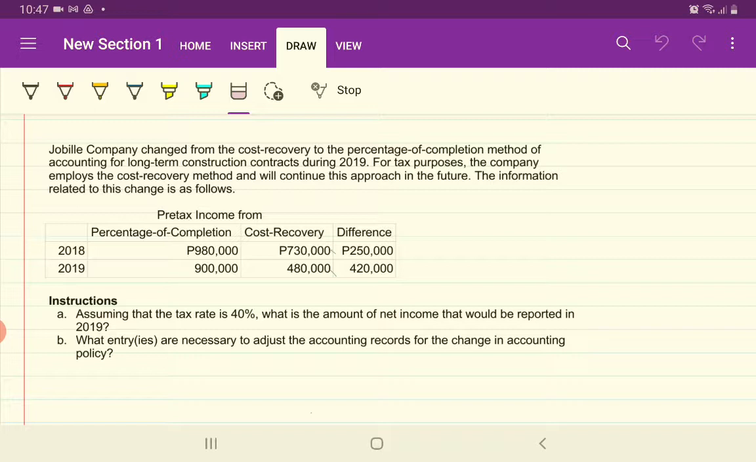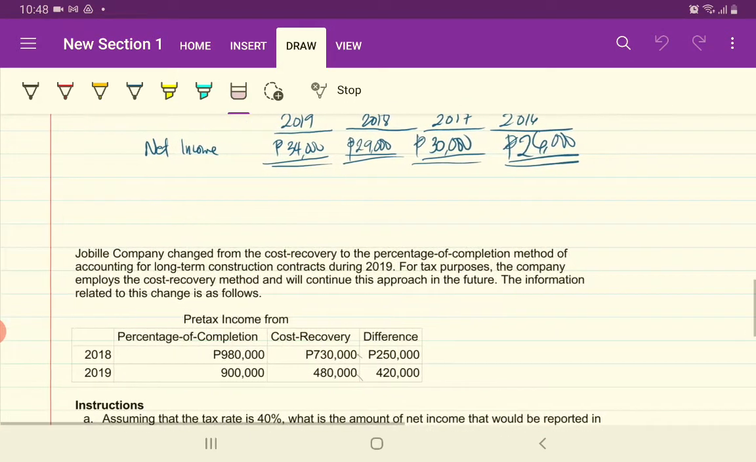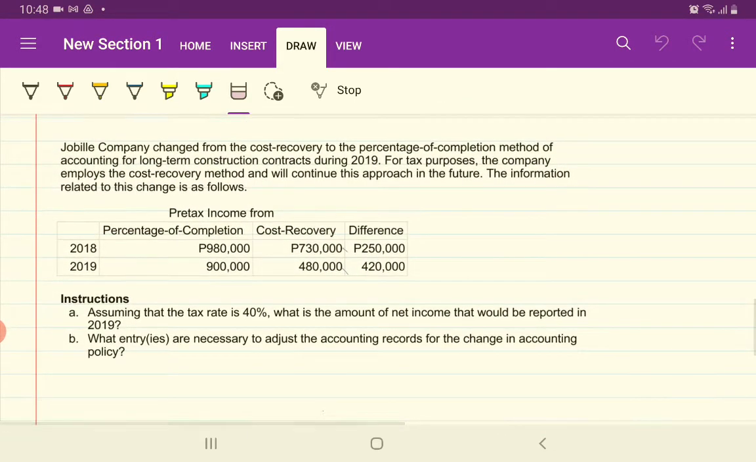Okay, so this is a continuation of our previous video, a change in accounting policy. In our previous video, gi-ignore nato ang income tax, ang tax consideration. But this time, ato na siyang tagagibog aton. And our assumption for our tax rate is 40%. Dito sa Philippines, ano ba? Di ko lang. 30% ba? I'm not sure. Anyway.